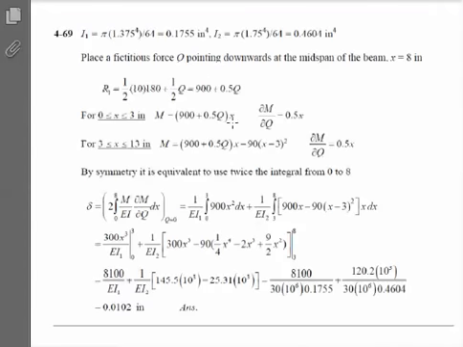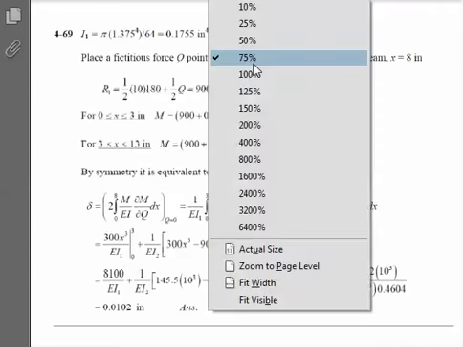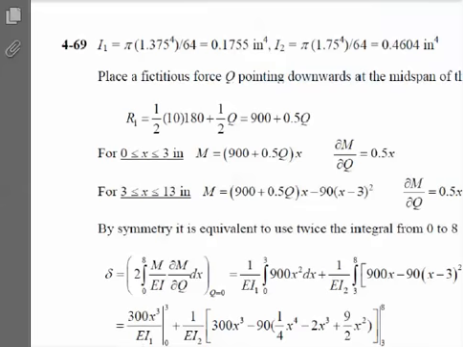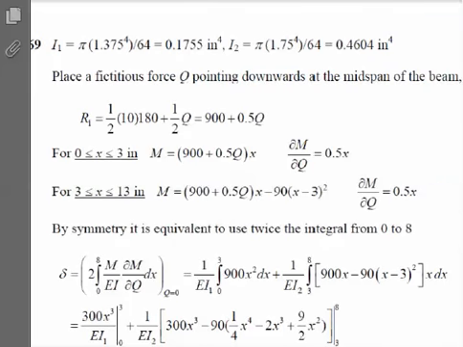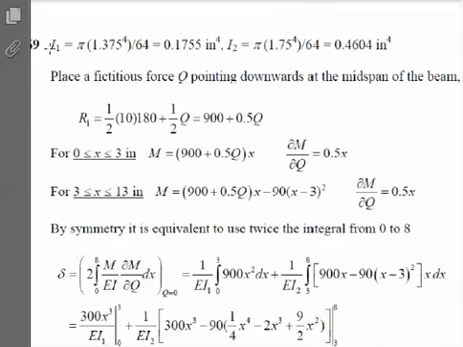Okay, problem 4-69, I want to zoom in a little bit, make this a little bit easier to read. And so first thing we're doing is calculating I, the moment of inertia, for the small diameter, 1.375, pi d to the 4th over 64. And then we're calculating the moment of inertia for the large diameter piece, which has a diameter of 1.75. Okay, so small moment of inertia, large moment of inertia.